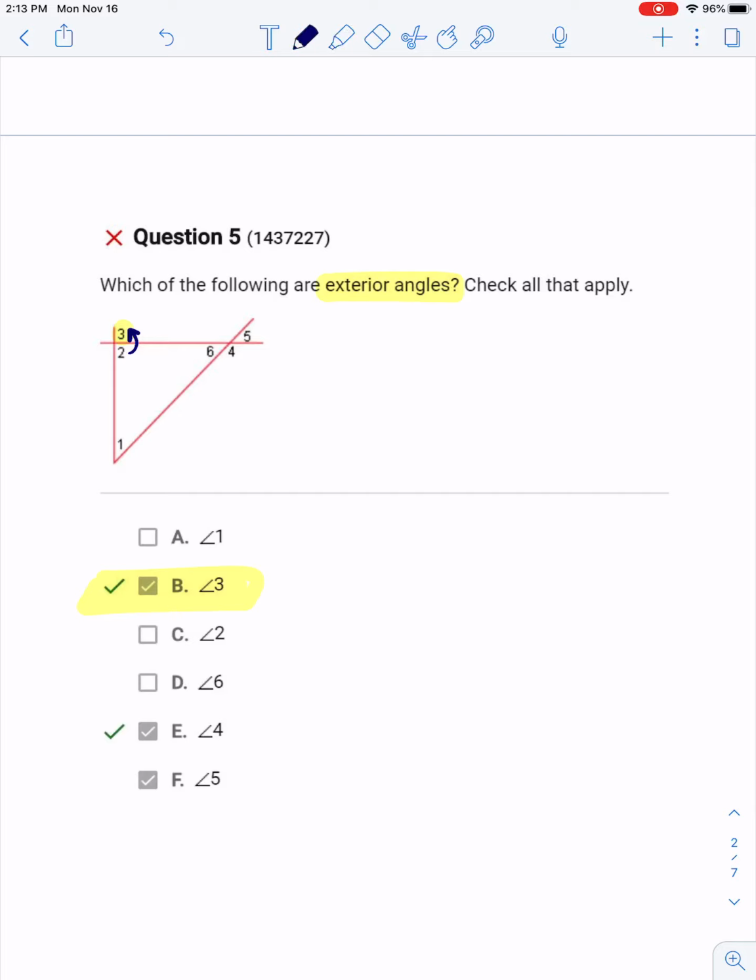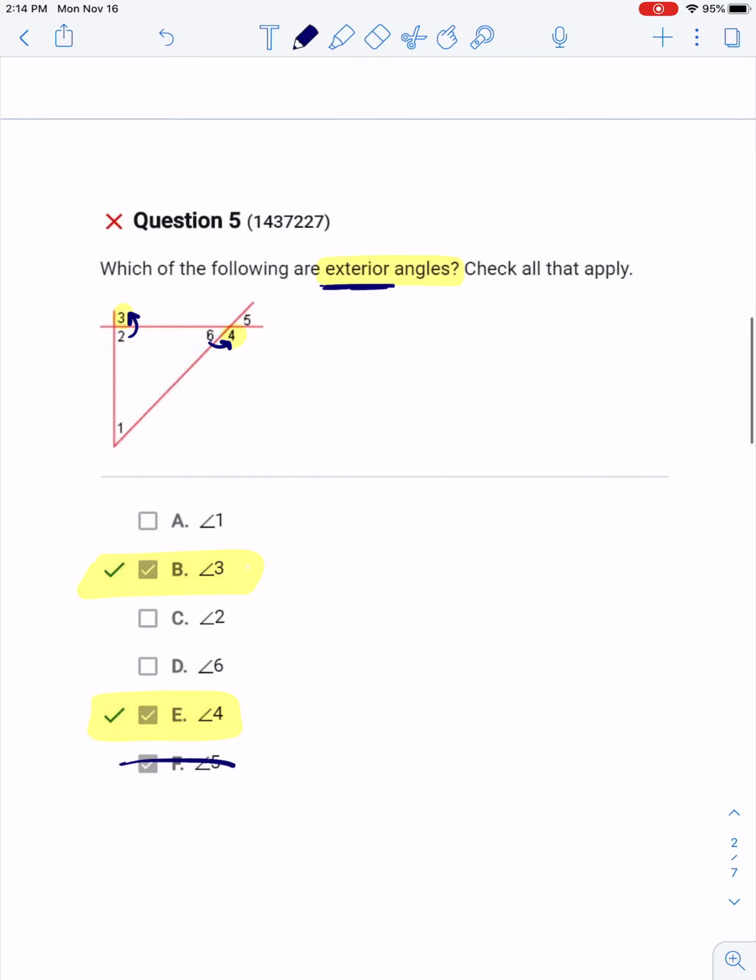And then angle 6 is inside. It's paired with angle 4 on the outside. So angle 4 is an exterior angle. Now, you selected angle 5, which is on the outside. So we think like exterior just means it's on the outside, but it doesn't make a straight line with one of the angles on the inside of the triangle, okay? So angle 5 is not an exterior angle, okay?